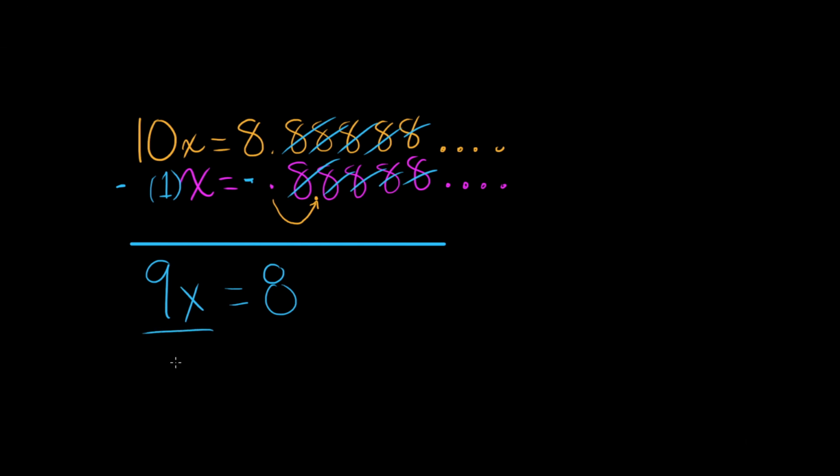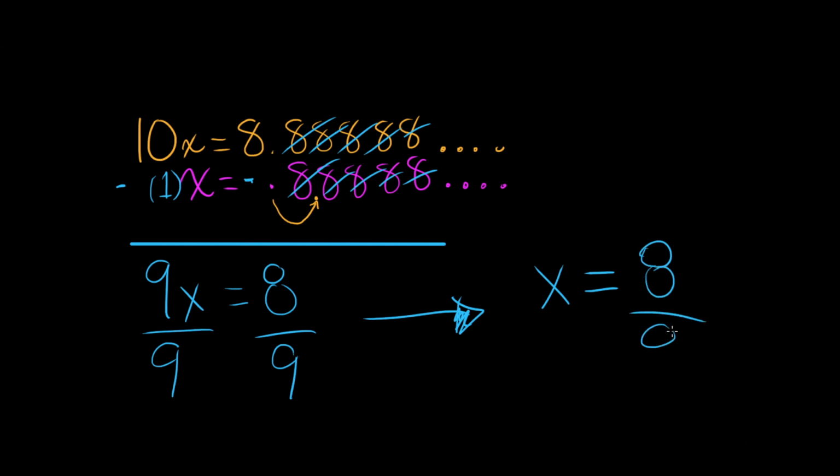Okay, and now we just divide by 9 to get x by itself, which is going to give us an answer of x equals 8 ninths. That is how you convert a single repeating digit to a fraction.